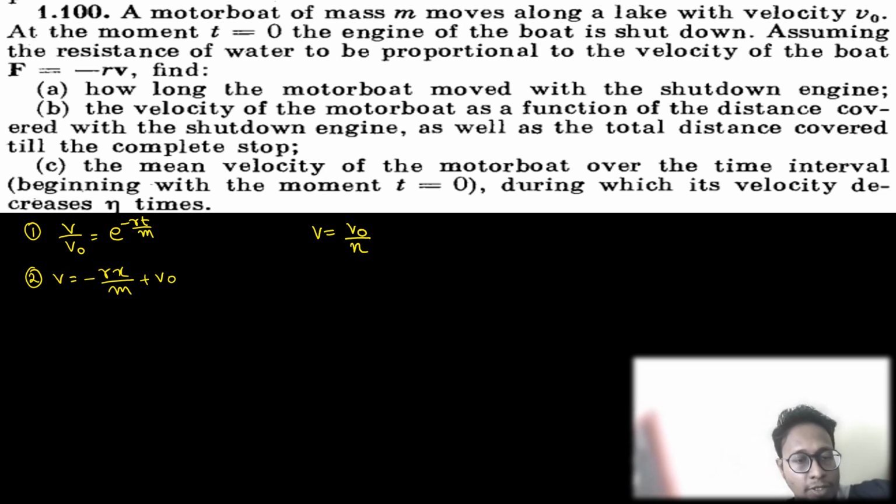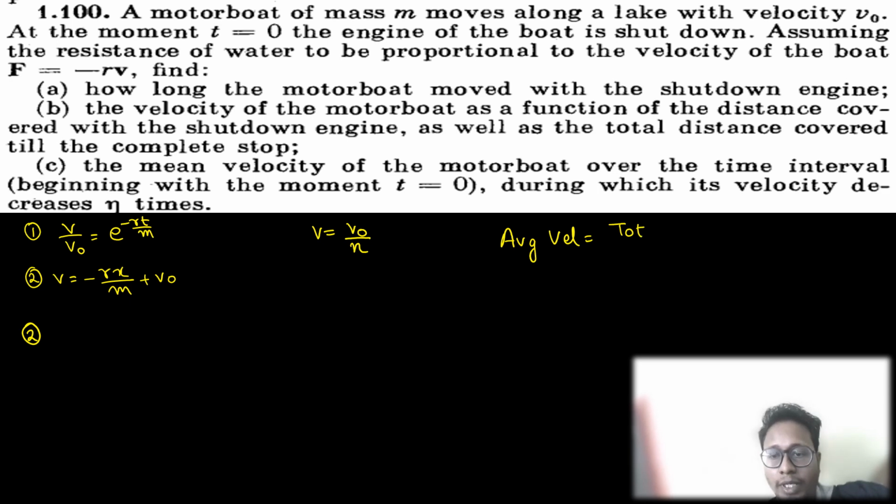So for x we use equation number 1. And why am I finding x? Because for mean velocity or average velocity, what is the formula? Total displacement by total time.